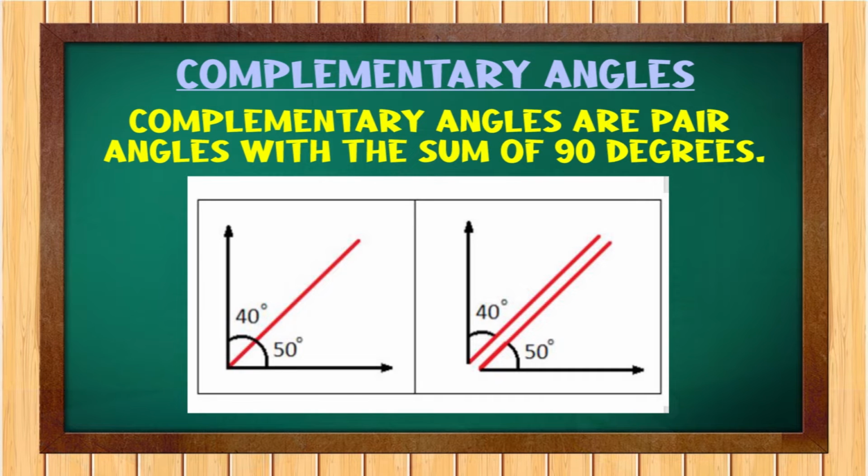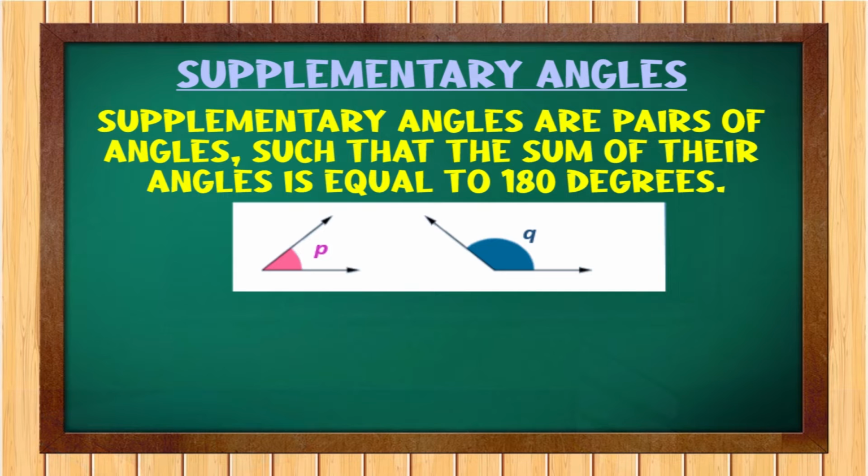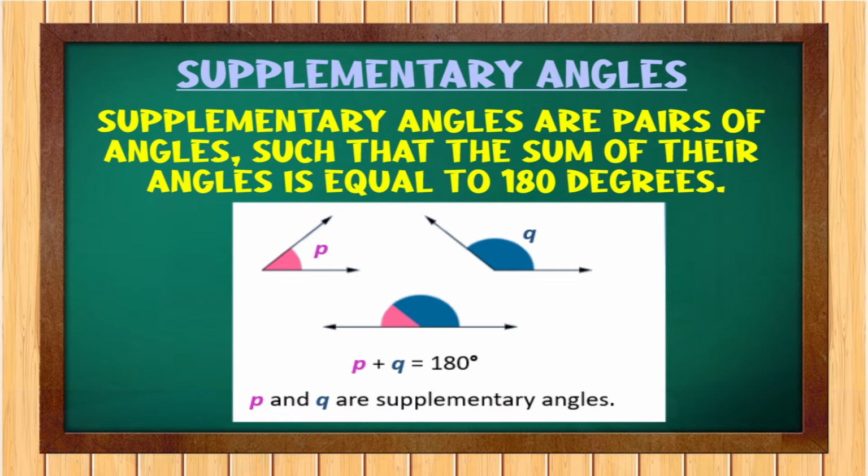On the other hand, boys and girls, there are supplementary angles. Supplementary angles are pair angles such that the sum of their angles is equal to 180 degrees. Okay, so when we take two supplementary angles and merge them, they must be equivalent to 180 degrees. Let's look at an example. Say we have angle P, which is an acute angle, and angle Q, which is an obtuse angle. When we merge angle P and Q, it's equivalent to 180 degrees. We can say that P and Q are supplementary angles.